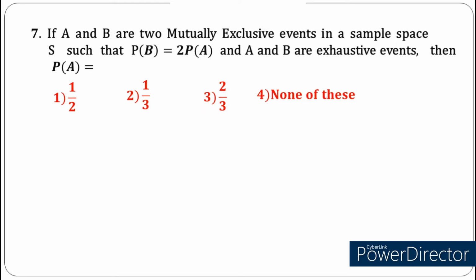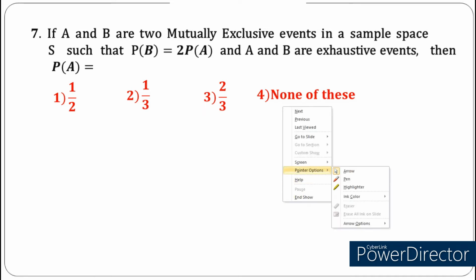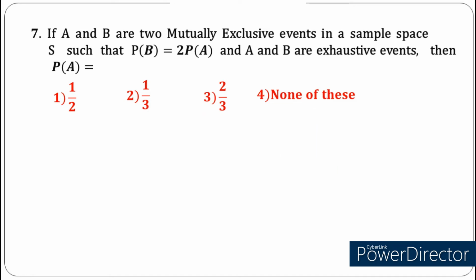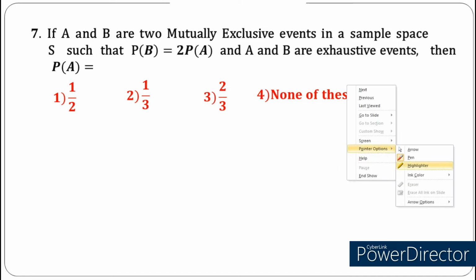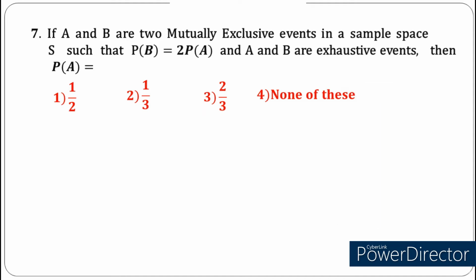If A and B are 2 mutually exclusive events in a sample space S such that P of B equals 2 times P of A, and A and B are exhaustive events, then find P of A. What is meant by exhaustive? Exhaustive means the probability of their union should be equal to 1. So P of A union B should equal 1. We know the formula from the previous problem: P of A plus P of B minus P of A intersection B is the formula for P of A union B. This is equal to 1.